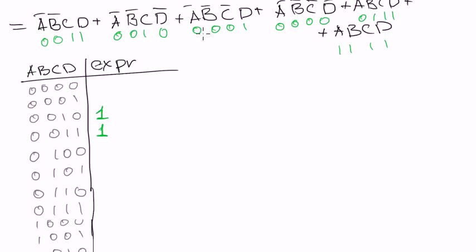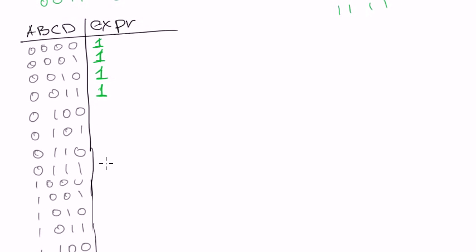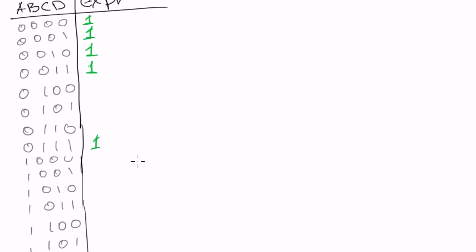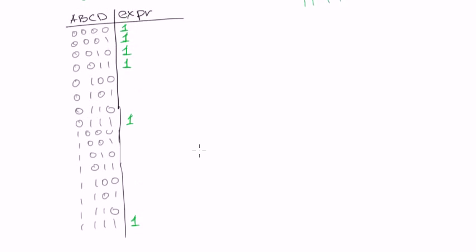1, then all zeros 1, it's this one, then all zeros, then 0, all ones, then all ones down here, and all others will be zeros here.